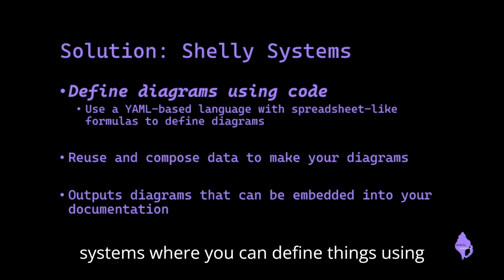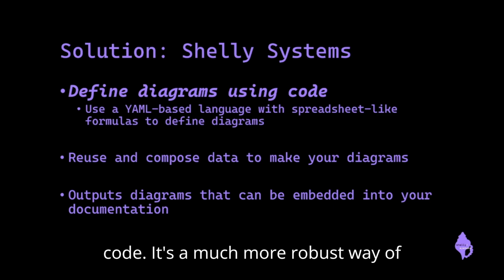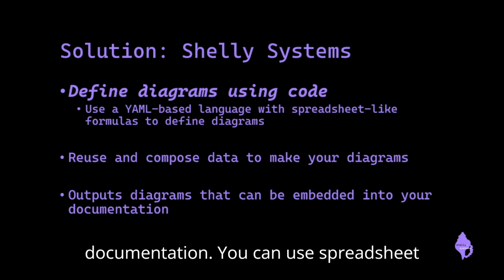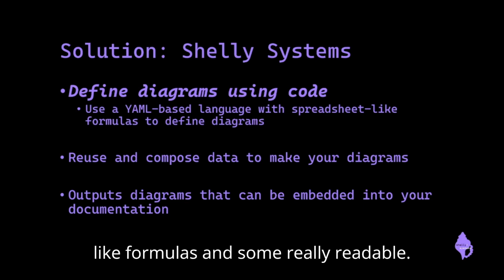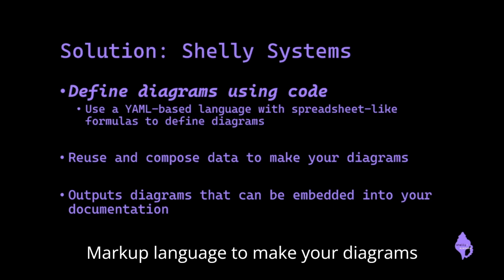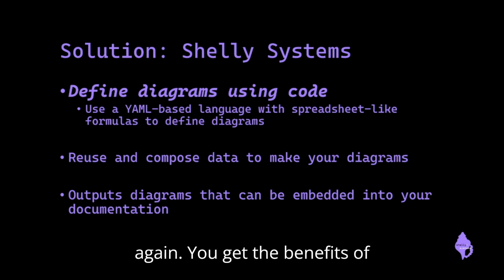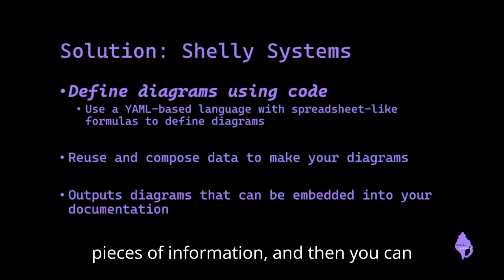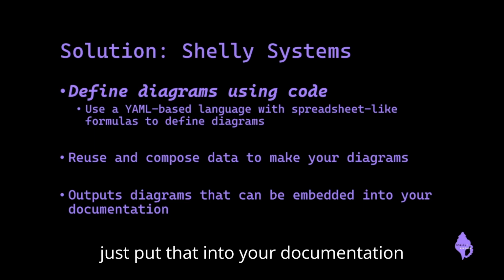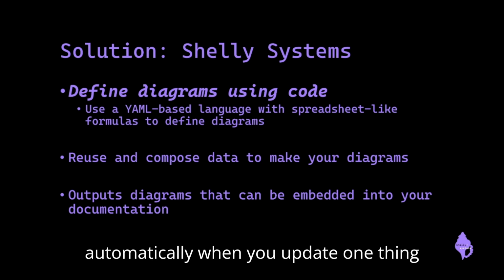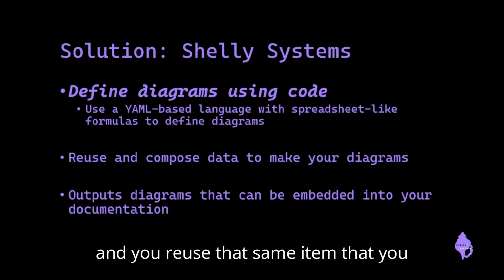It's a much more robust way of modeling your processes and creating your documentation. You can use spreadsheet-like formulas and a really readable data slash markup language to make your diagrams. Again, you get the benefits of reusability and composing different pieces of information, and then you can just put that into your documentation because your diagrams are going to update automatically when you update one thing and you reuse that same item that you updated.